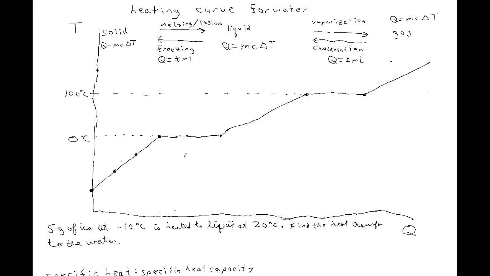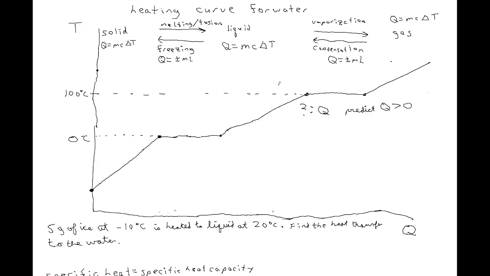So let's try this problem. Talk me through how you would attack this. Five grams of ice at negative 10 degrees Celsius is heated to liquid at 20 degrees Celsius. Find the heat transfer of the water. Well, we know that it's going from negative 10 to 20 degrees Celsius, and there's a phase change from ice to liquid water, so therefore we're looking for a positive Q. That's good that you made a prediction.